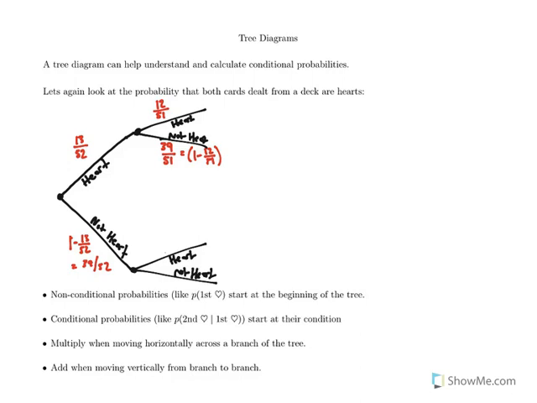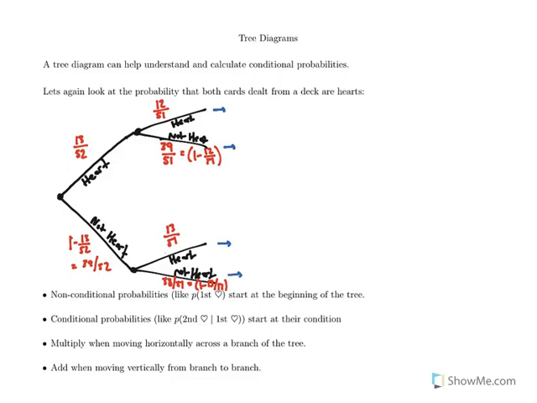On the other branch, if we did not draw a heart the first time, then the probability that we have a heart is going to be 13 out of 51. And the probability of not a heart is going to be 38 out of 51. Note that's 1 minus 13 over 51, as there's only 38 not hearts left in the deck. So what this gives is 4 different probabilities here. We'll go over each of those in a little bit.